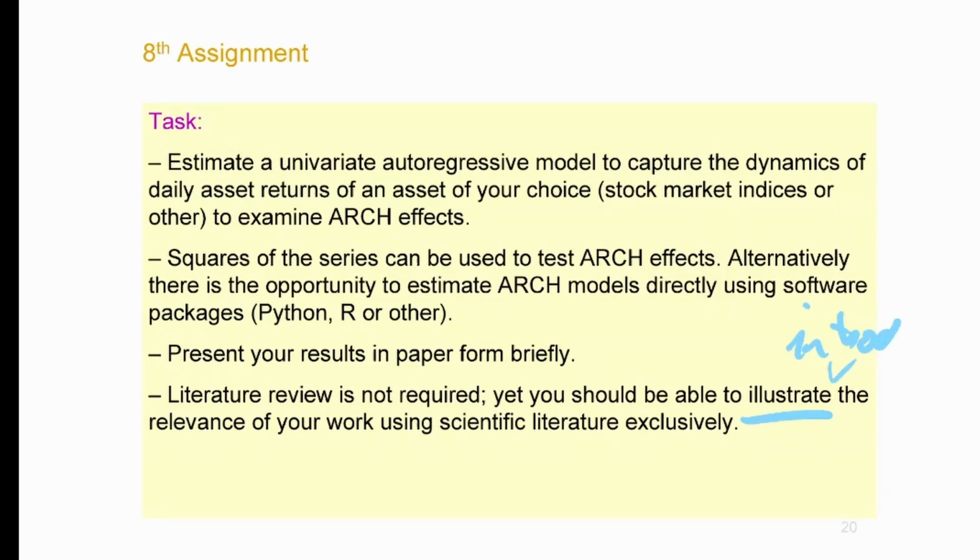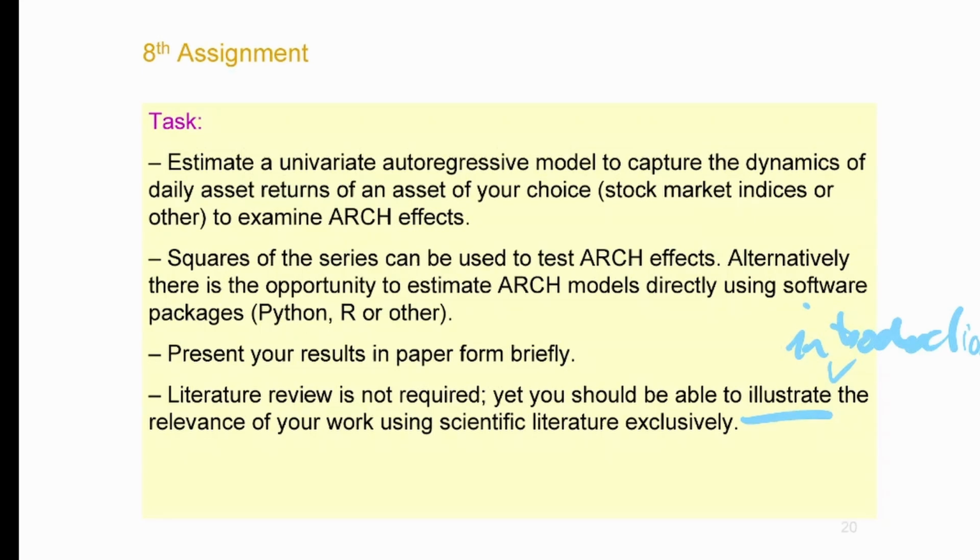So when you use the introduction, you need to sell your paper. This is always a requirement. And if you want to sell it, you need to illustrate its relevance by using the scientific literature. So you would need to drop, let's say, at least one or two, maybe three papers, maybe more, but not more than five or six. So not more than six papers in the introduction to illustrate the relevance of your work.